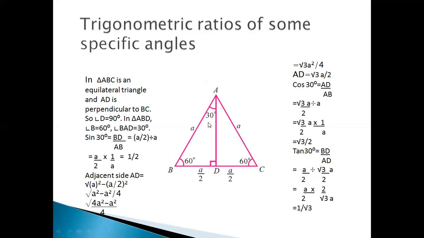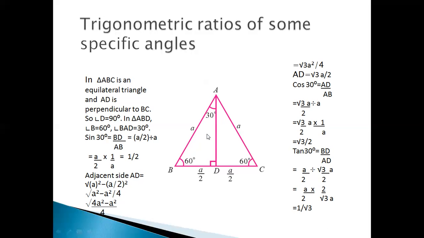30 degrees. Let us find now the trigonometric ratios of 30 degrees: cos, sine, tan, secant, and cosecant. Let's see here. Sine 30. With respect to this 30, the opposite side is what? BD. Opposite side is BD. Hypotenuse is what? AB. So BD by AB. Here BD length is A by 2, so write A by 2 divided by A. AB length is A. Now A by 2, convert this division into multiplication and change this A by 1 to its reciprocal, that is 1 by A. So the A's get cancelled. So the value is 1 by 2. That means sine 30 value is 1 by 2.